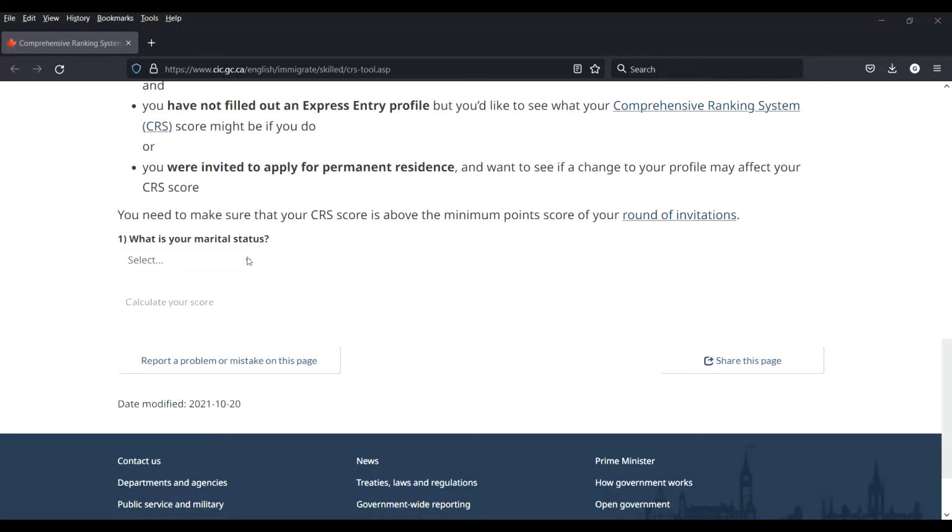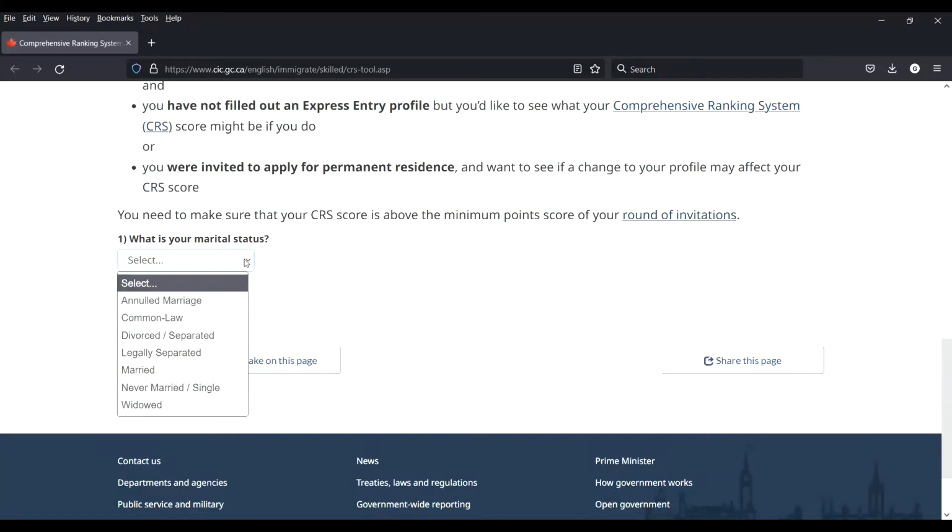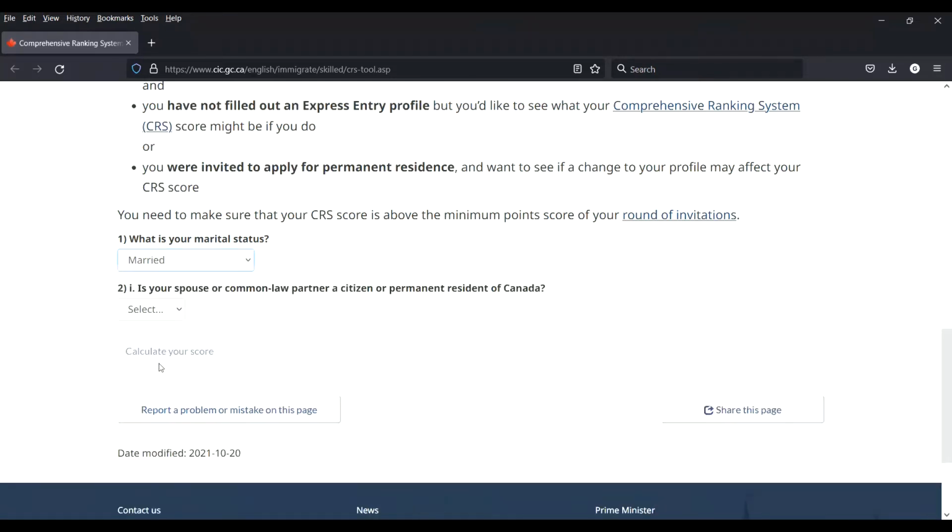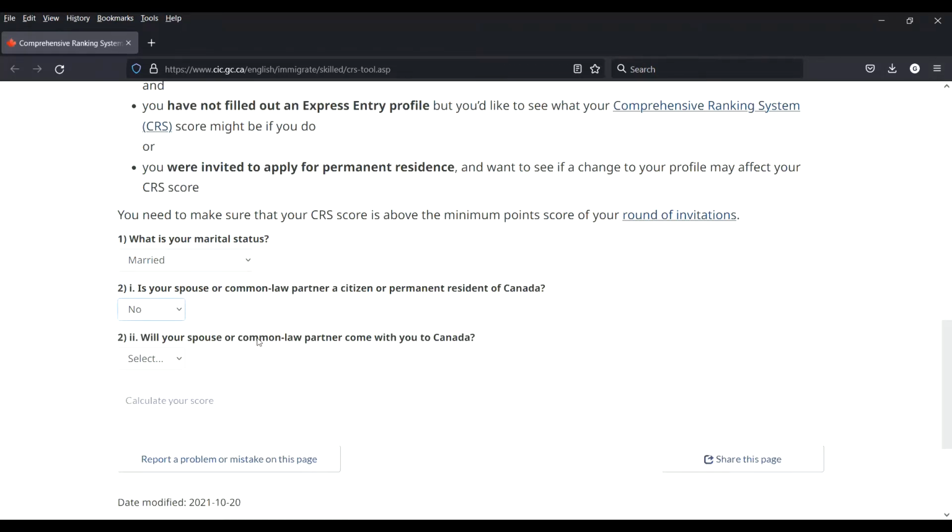So we'll go. The first question here is: what is your marital status? That's the first question. So let's assume that this fellow is married, and the second question is whether your spouse or common law partner is a permanent resident or a Canadian citizen. Let's say no, that is for someone who is coming from outside Canada, and your spouse or common law partner is not a PR holder or a Canadian citizen.